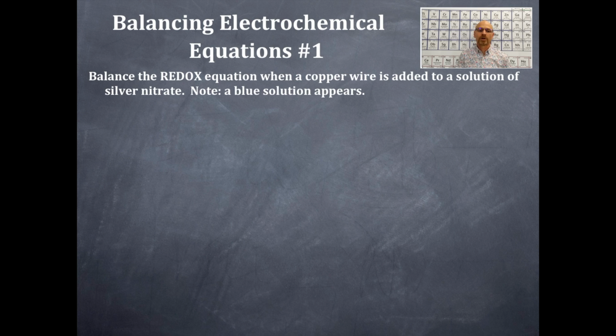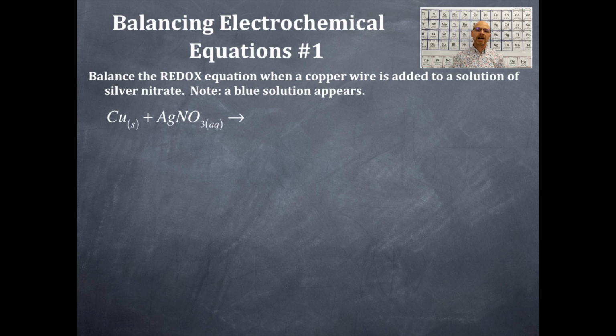So silver is a 1 plus. Nitrate is a polyatomic ion, NO3 with a 1 minus charge. I'm going to take the silver 1 plus and the nitrate 1 minus, flip the charges, or balance the charges, and I get silver nitrate, aqueous. So this is my reactant side: copper, which is a solid, an element in its standard state, and then silver nitrate, AgNO3, aqueous.